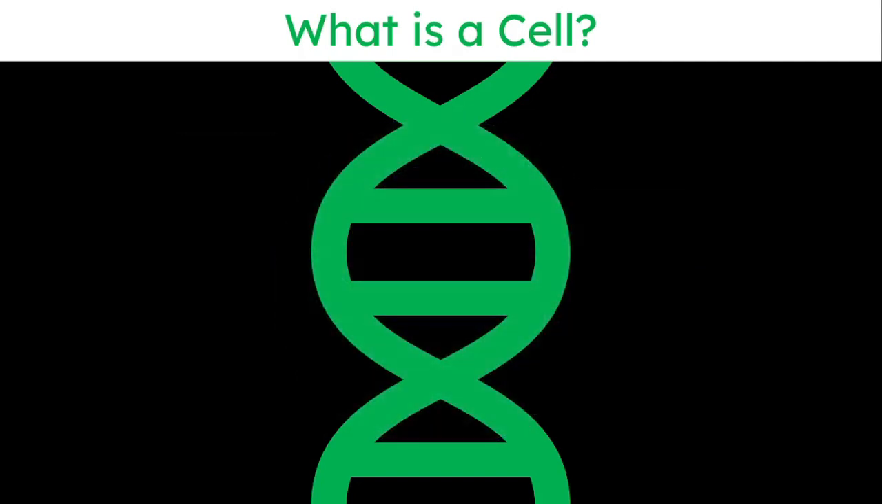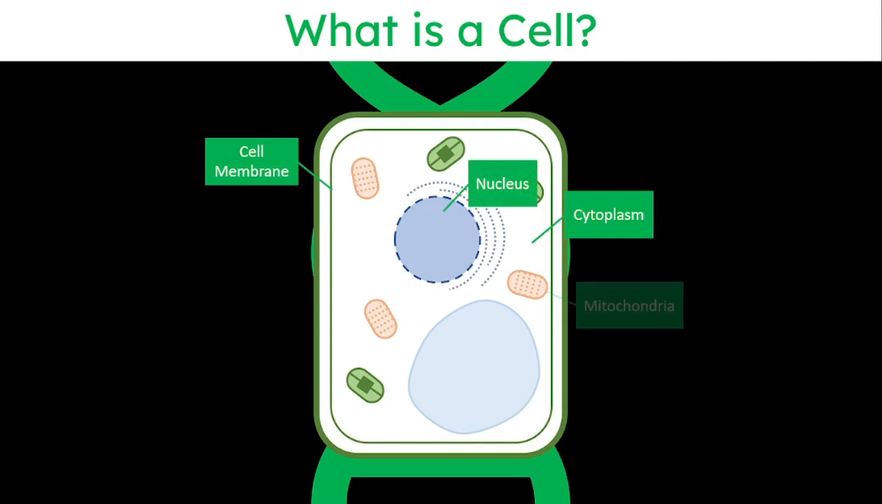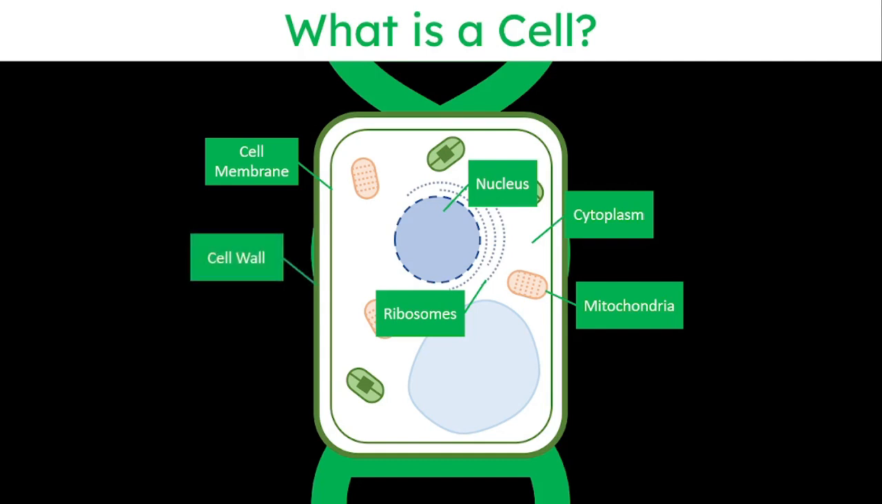Now, moving on to the plant cell. A plant cell includes all of them: the nucleus, the cytoplasm, the cell membrane, the mitochondria, and the ribosomes. But they do contain extra, the cell wall. The cell wall is a rigid outer layer made of cellulose that supports the plant cell and keeps its shape. It is like a strong fence around the cell.